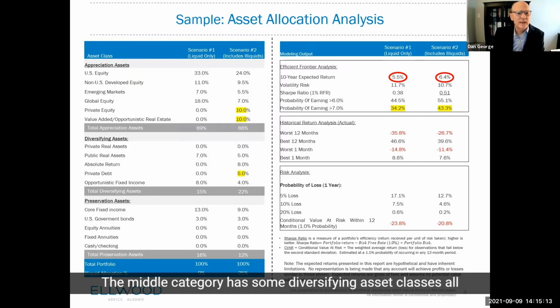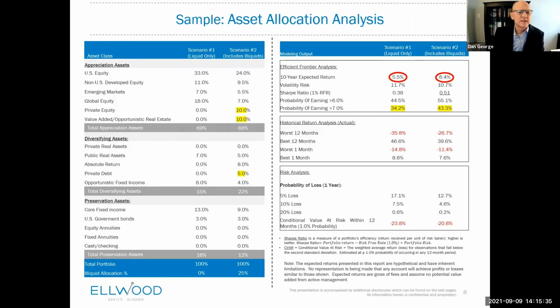The middle category has some diversifying asset classes, which aren't quite representative of appreciation and not quite representative of preservation. So we have this diversifying assets category in the middle. And then down towards the bottom, we see total capital preservation, which is a core plus bond portfolio, plus some treasuries, which are dry powder in market storms, totaling 16%.